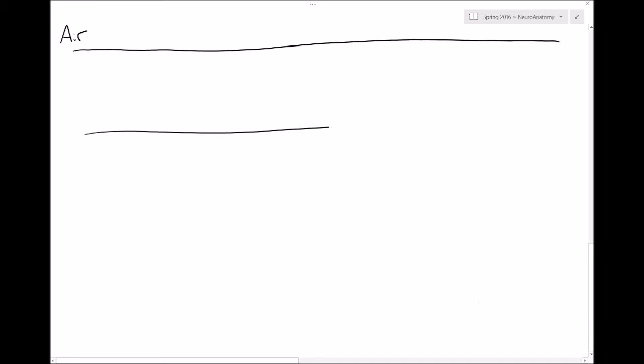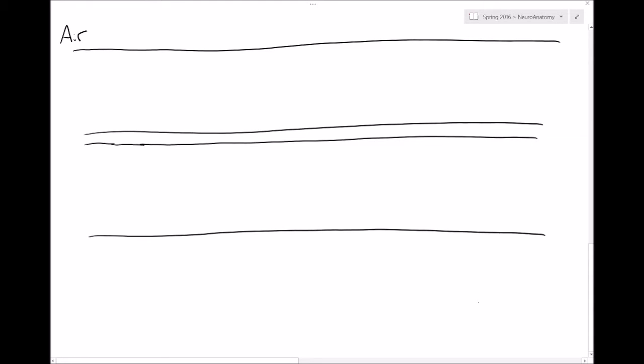Next we're going to have a couple layers. Okay, so this down here is going to be the arbor vitae. Here we're going to have the granular layer. Here we have the Purkinje layer. And up here we have the molecular layer.